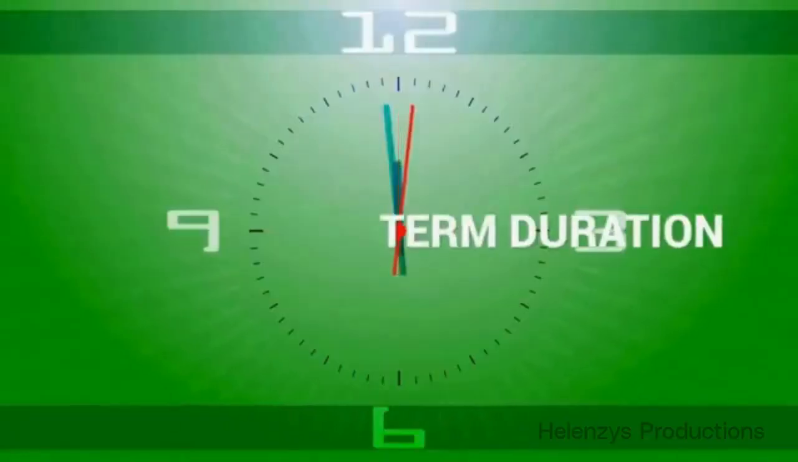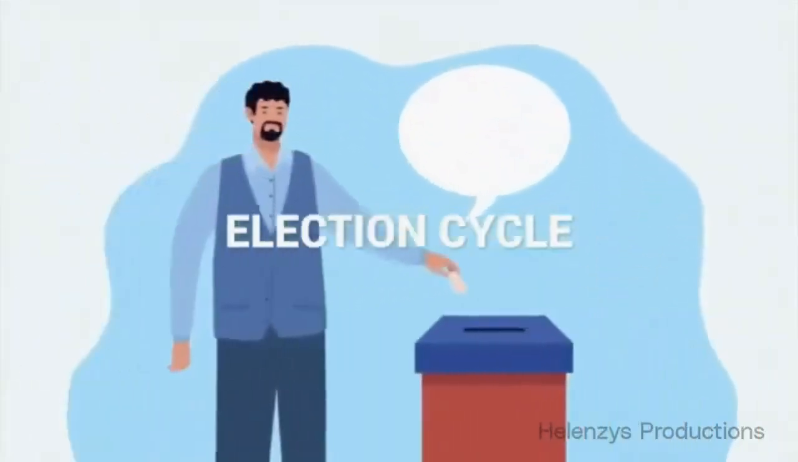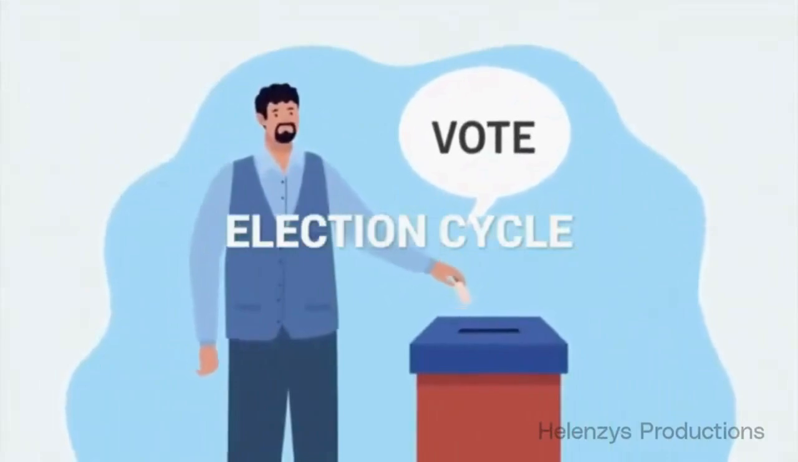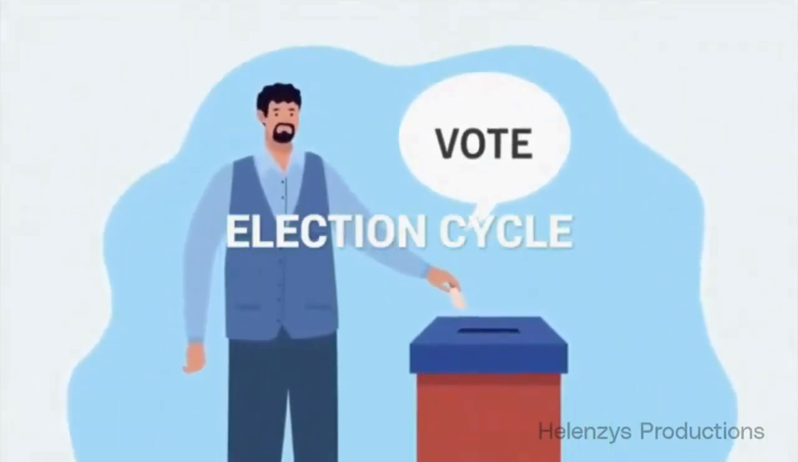A term for a member of the House of Representatives is 2 years. That means once someone is elected to the House, they serve for 2 years, and then there is another election for that seat. Here's an easy way to remember it. House members are closer to the people, so they get checked by voters more frequently. 2 years goes by fast, so it keeps them connected to what people need.